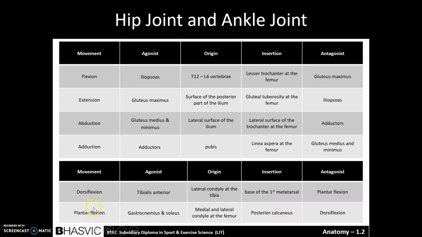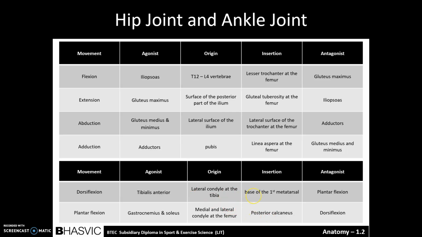For plantar flexion to occur, the agonist would be the gastrocnemius and soleus, and the origin of the gastrocnemius and soleus is the medial and lateral condyle at the femur. The insertion of the gastrocnemius and soleus would be the posterior calcaneus, and the antagonist would be the tibialis anterior.